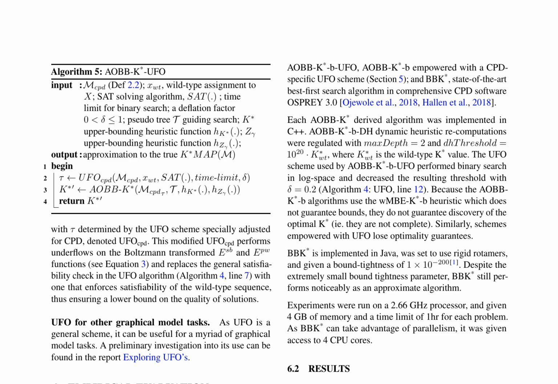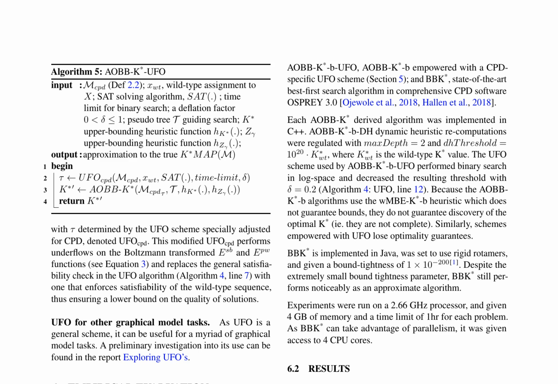A key modification to the UFO scheme involves performing underflows on the Boltzmann transformed S and EPW functions, ensuring a lower bound on the quality of solutions. This adapted scheme has potential applications in various graphical model tasks beyond CPD.